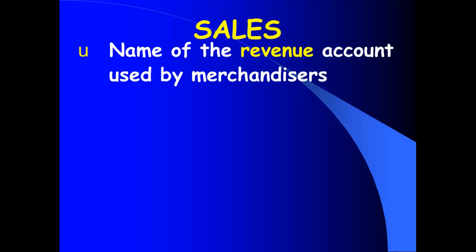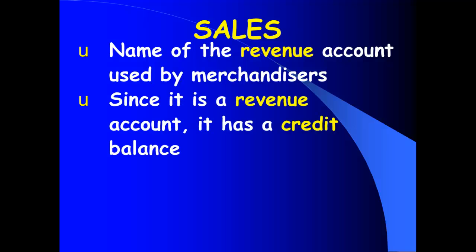A merchandiser calls its revenue sales. In other words, we don't have the account fees earned. We have a new revenue account called sales. We don't even call it sales revenue. We simply call it sales, but it is a revenue account. Being a revenue account, it has a credit balance.